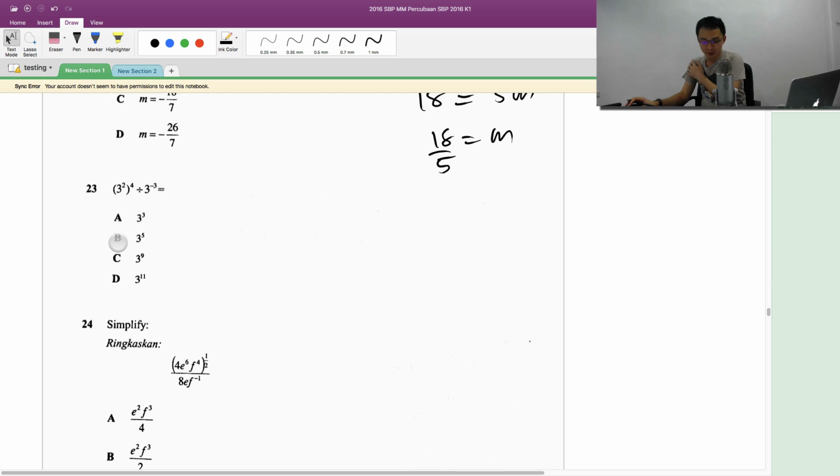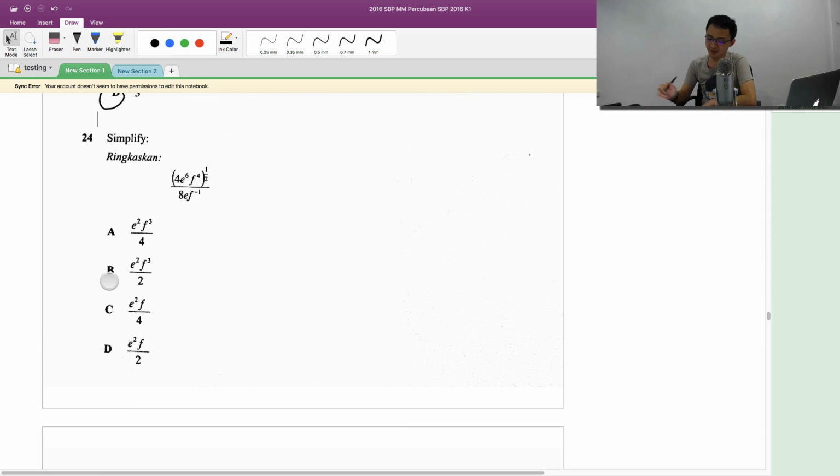Okay, so yeah, this one is indices. So I will just expand it. I got 3 power of 8. Divide actually means the power is minus negative 3. So it's so simple. 3 power of 11. I mean D.